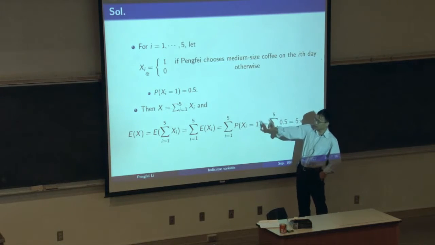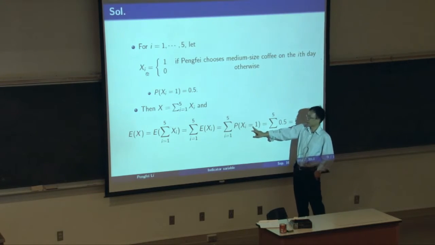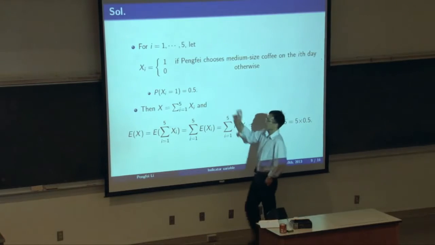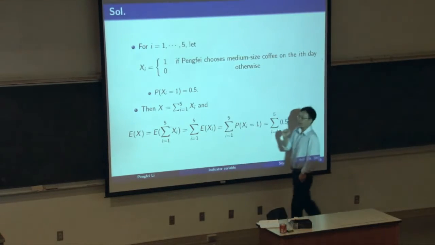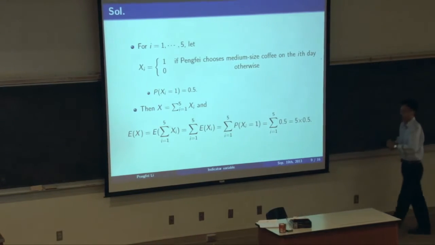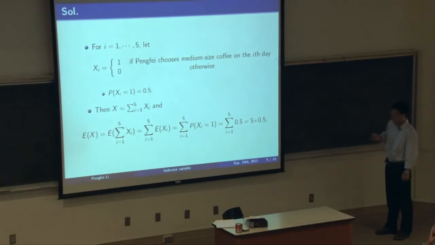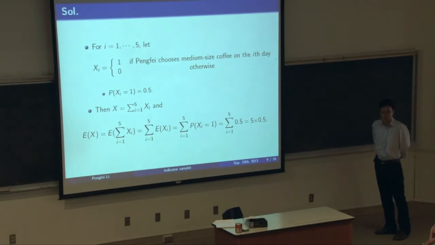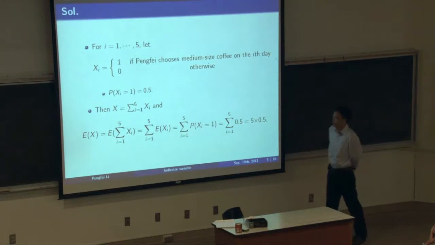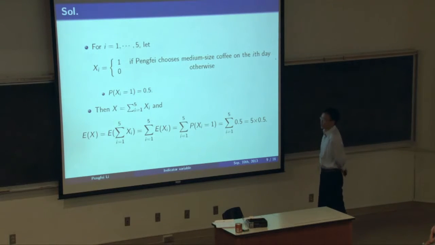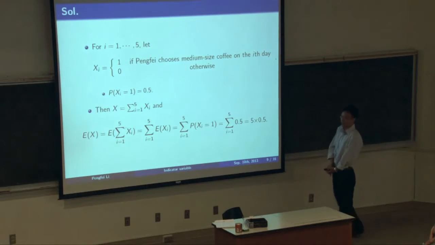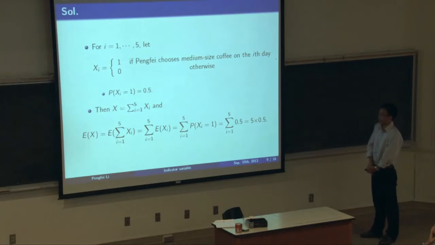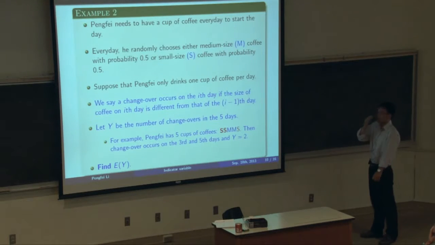So we come to the fourth step. We mentioned that the probability of the indicator variable equal to 1 is 0.5. So we plug in 0.5, and then we take the summation. We get 5 times 0.5. So if you know how to use the indicator variable here, you don't need to do the summation from before. That's the story I would like to tell from this example. Let me show one more example.